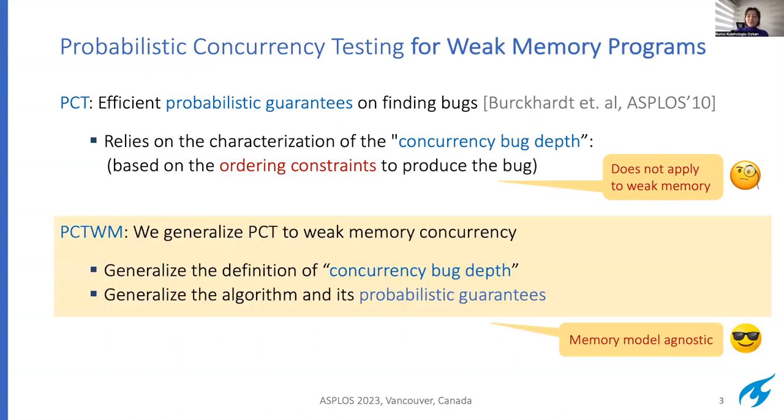In this work, we present PCT weak memory, which generalizes PCT to weak memory concurrency. We achieve this by generalizing the definition of concurrency bug depth. It is not tied to event orderings anymore, and accordingly generalizing the algorithm and its probabilistic guarantees. PCT weak memory is a memory model agnostic algorithm, and its theoretical guarantees apply to any memory model.